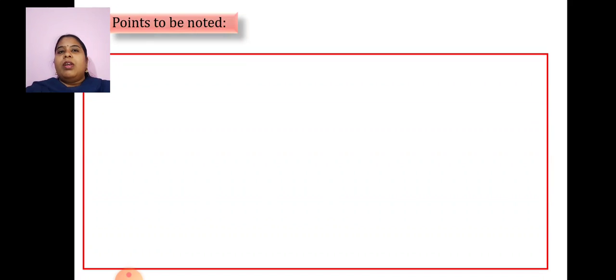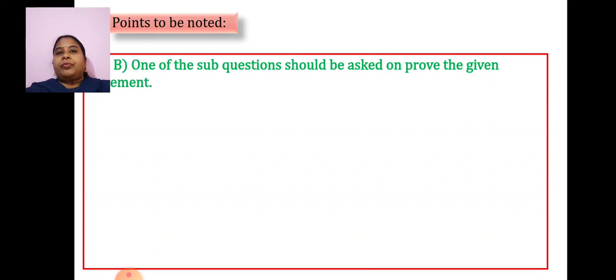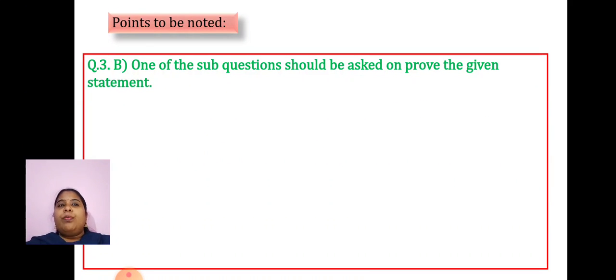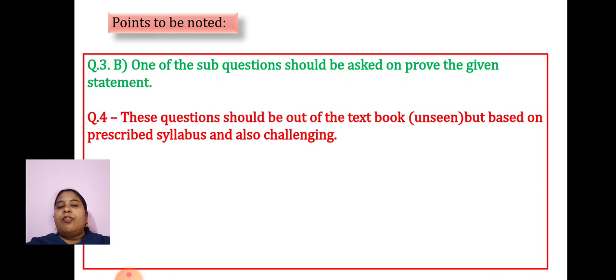Points to be noted. Now for question number 3B, one of the sub questions should be asked on prove the given statement. Now in algebra, prove the given statement can be asked from the AP chapter, where you have to prove that the sum of this and this terms is equal to this. Yes, such questions can be asked in geometry where proof can be given. So such type can be asked in question number 3B. Okay. Then question number 4. I have particularly written it in red because these questions should be out of the textbook.